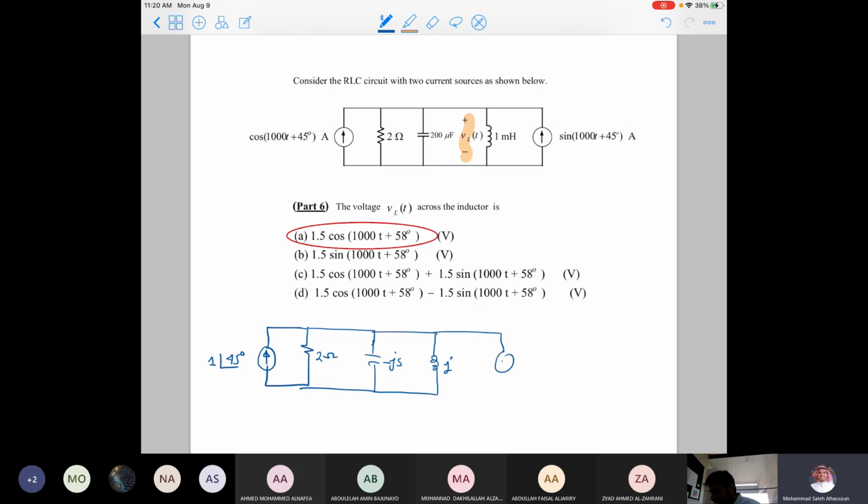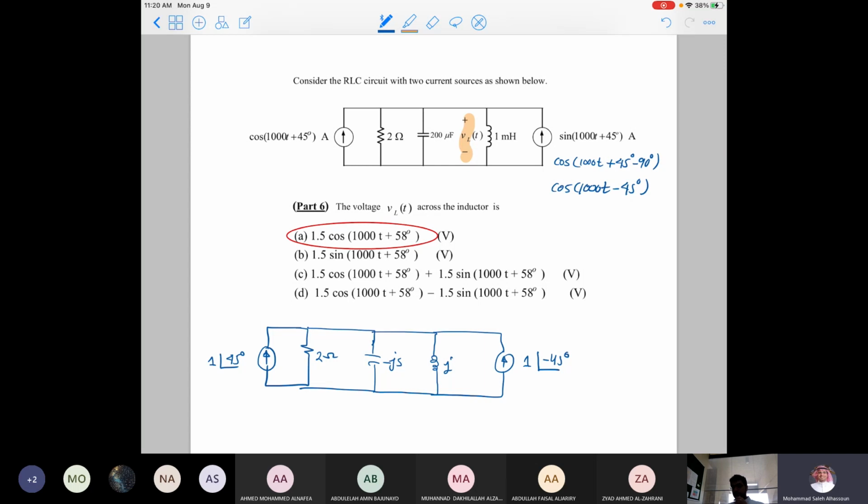And finally, the phasor form of this source is 1. This is the amplitude. The angle is minus 45, because I need to write it in a cosine form. So sine 1000t plus 45 is equal to cosine 1000t plus 45 minus 90, which is cosine 1000t minus 45 degrees.